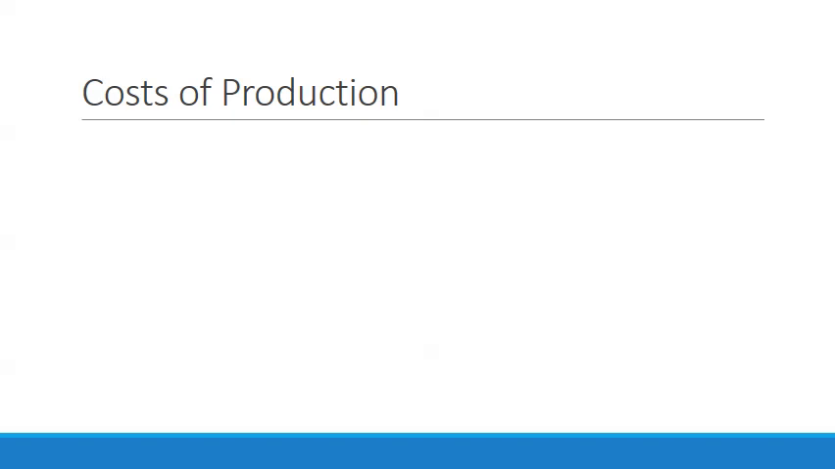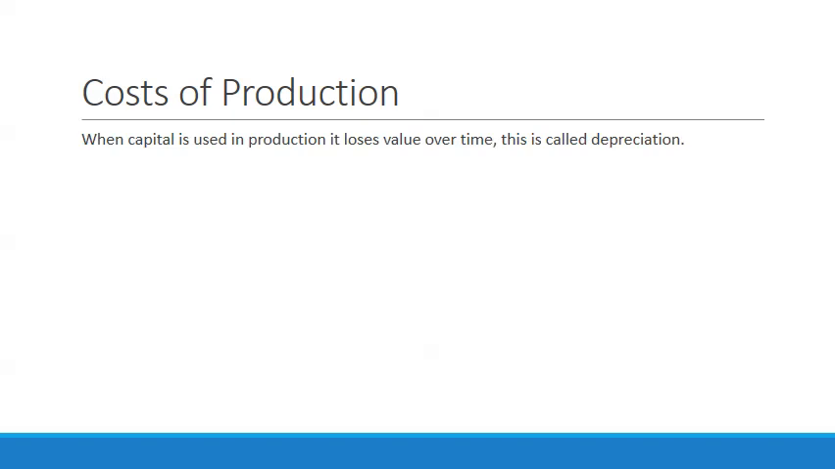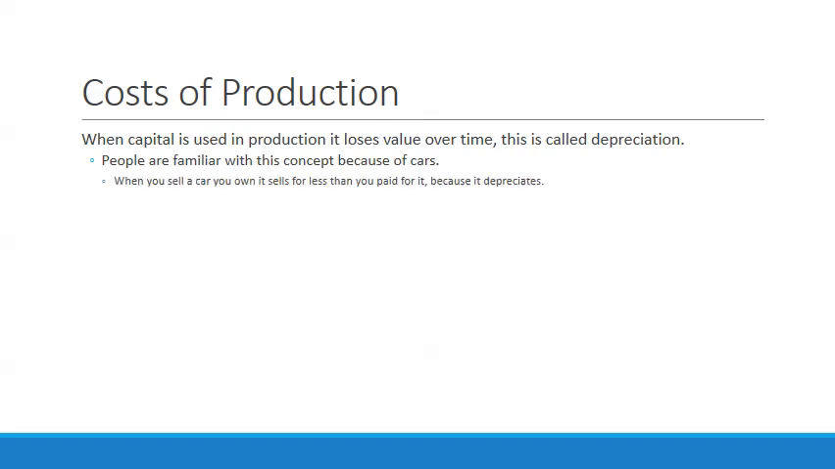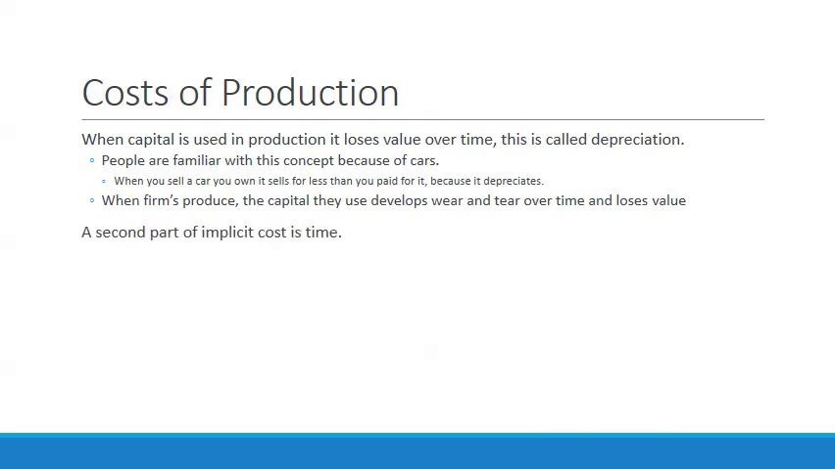So continuing with this cost of production, when capital is used in production, it loses value over time, and this is called depreciation. And you're familiar with this concept because of cars. The fact that when you sell a car you own, it sells for less than you paid for it because it depreciates, the wear and tear that's created. And when firms produce, the capital they use develops wear and tear over time as well, and they lose its value, which means that, of course, as it loses value, eventually they're going to have to replace it.